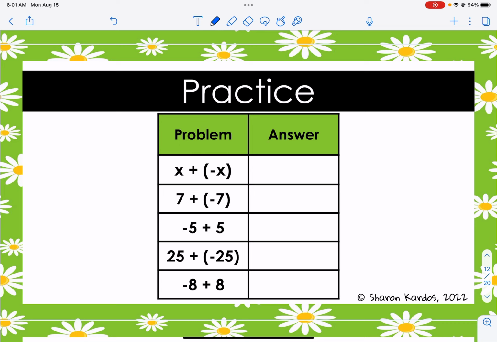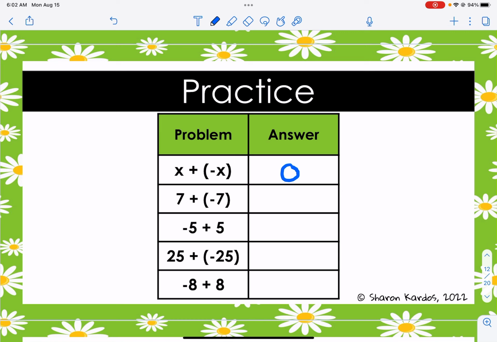So the first situation, I don't really see a number, I just see a variable, but that's okay because I can tell that if I substitute any number in there for x, no matter what I put in there for x, my answer is always going to be 0 because x and negative x would be opposites or additive inverses.